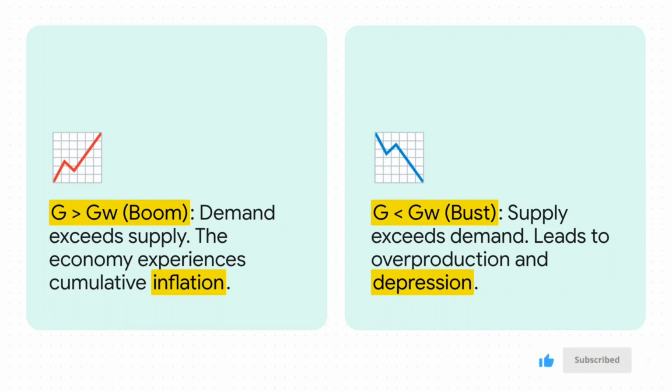But if G falls even a little bit short of GW, you get the opposite problem. Warehouses full of unsold goods, leading the economy to spiral down into recession. It really is a razor-thin balancing act.